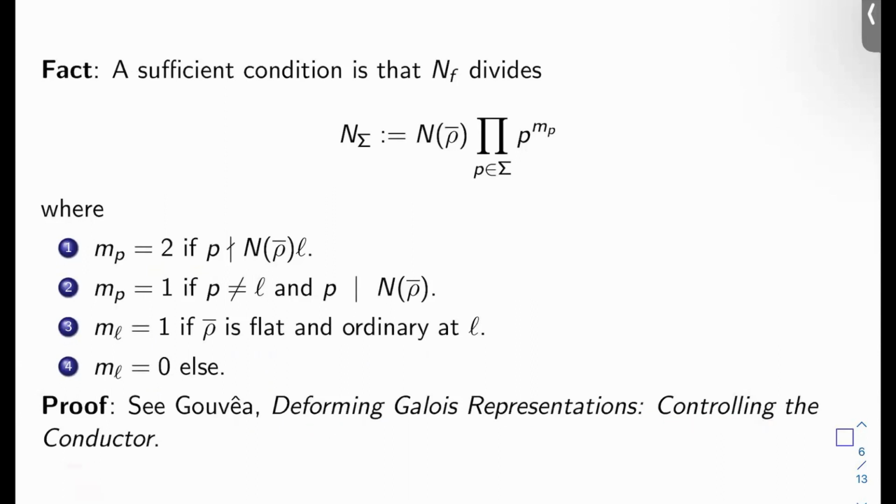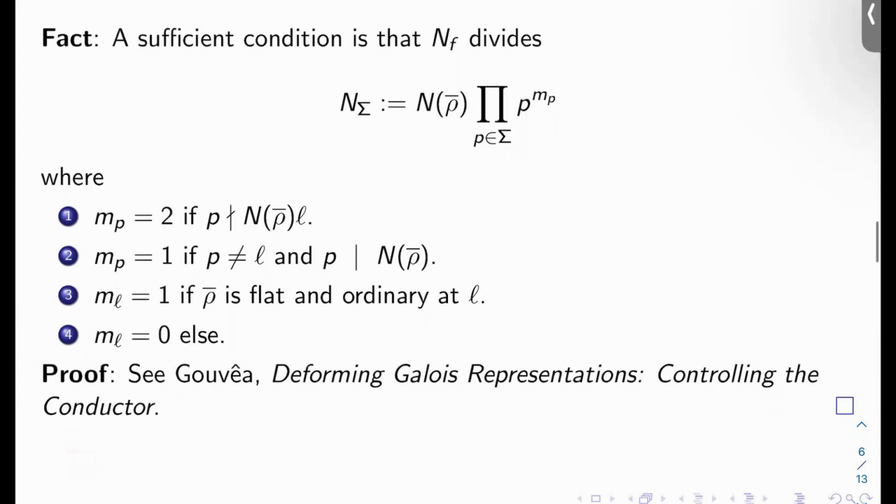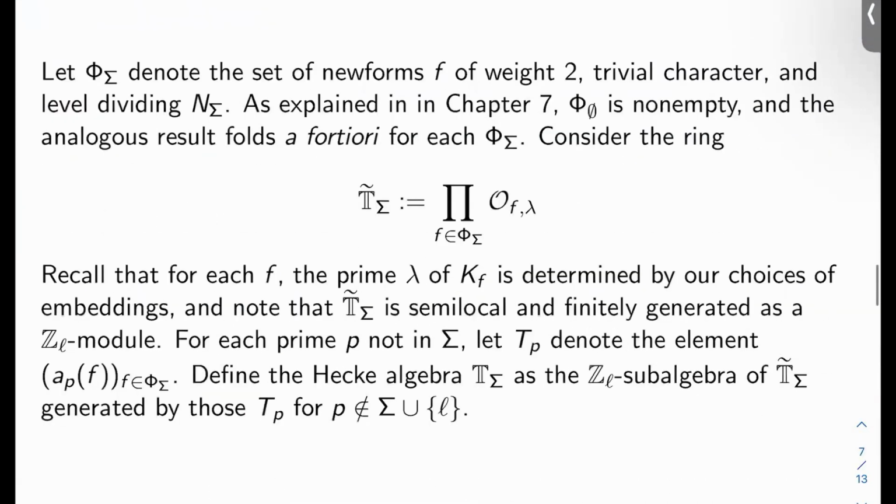I guess I'll call it a paper. It's quite long, though. Okay, now, so where are we headed with this? Again, I want to formalize the R equals T problem. What do I mean by proving R equals T? Let's let phi sub sigma denote the set of newforms f of weight 2, trivial character, and level dividing n sub sigma. So it's exactly the f's that we want, basically, according to the above setup.